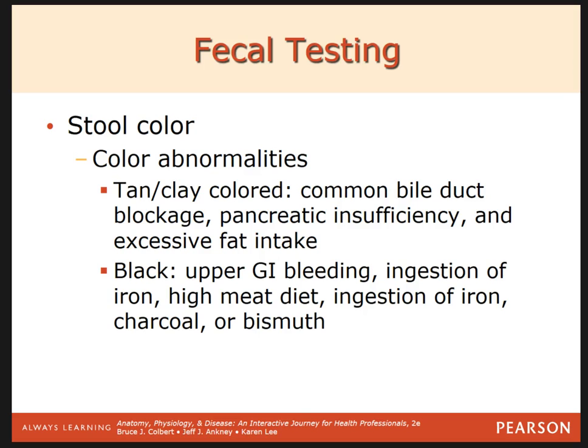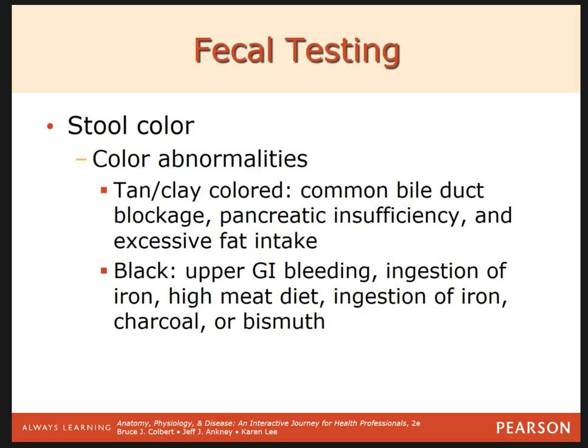Ingestion of iron can cause the stool to be dark in color. A high protein meat diet, ingestion of iron is on there twice. I have no idea why. Or charcoal or bismuth.